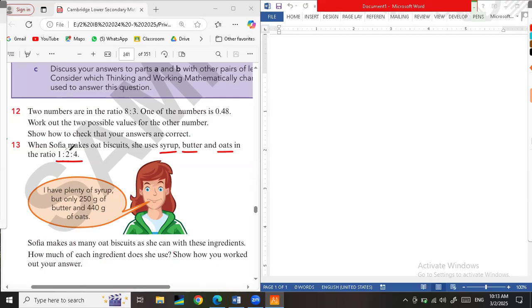All right. When Sophia makes oat biscuits, she uses syrup, butter, and oats. So I'm going to do this: syrup, butter, oat. And here, the ratio is 1 to 2 to 4. I have plenty of syrup, perfect, but only 250 grams of butter and 440 grams of oats.